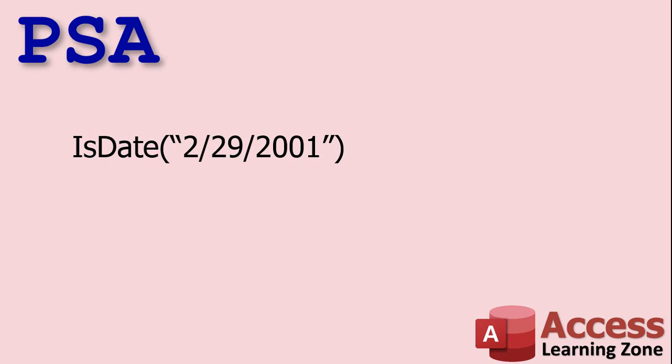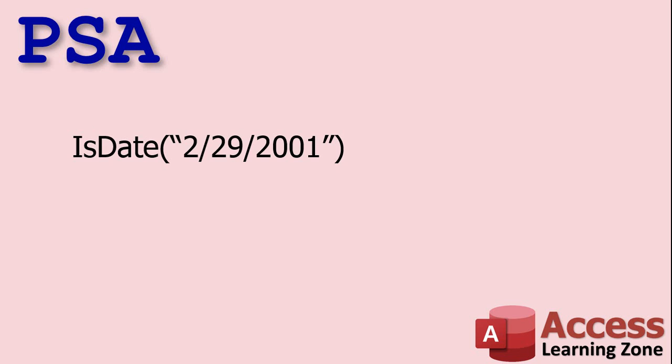Just use the IsDate function. Right? IsDate, put in 2/29 and then whatever the year is. And if that comes back as true, then it's a leap year. It's valid. Right? There won't be a February 29th in a non-leap year, and IsDate will come back as false. All right? And just tack on whatever year you want there.